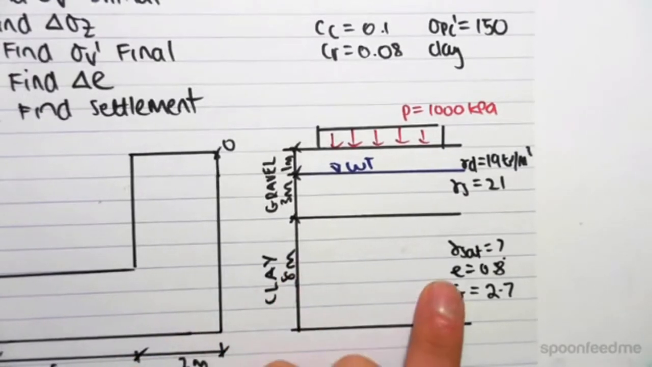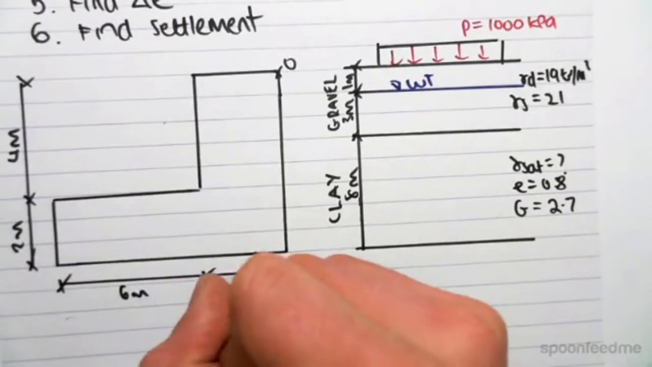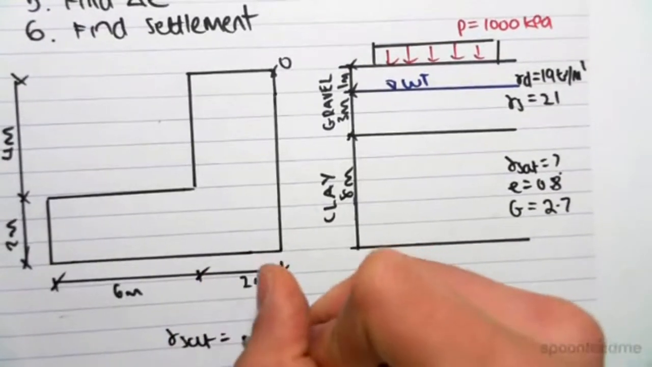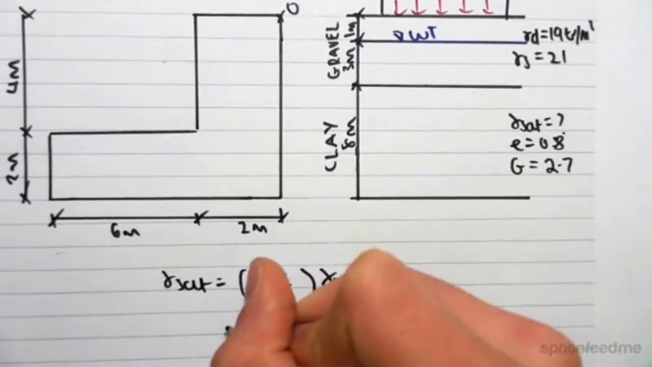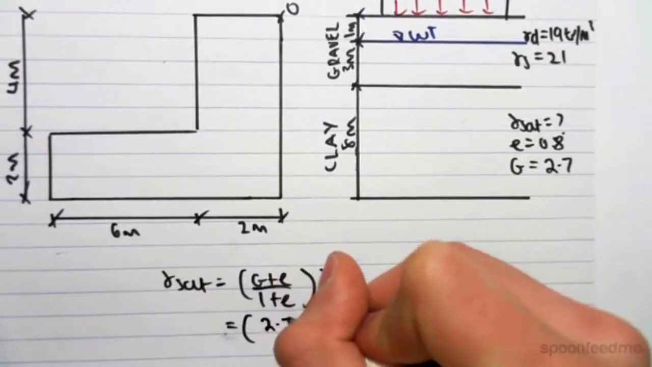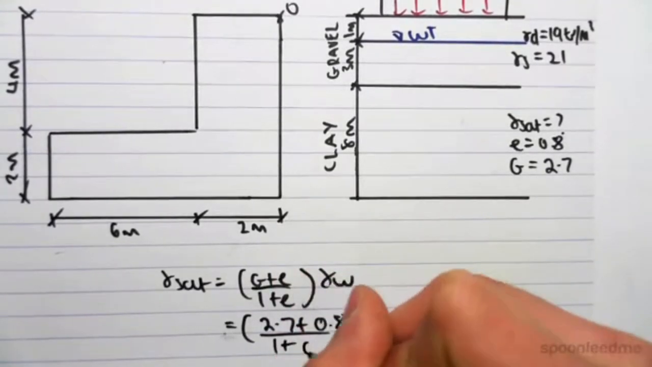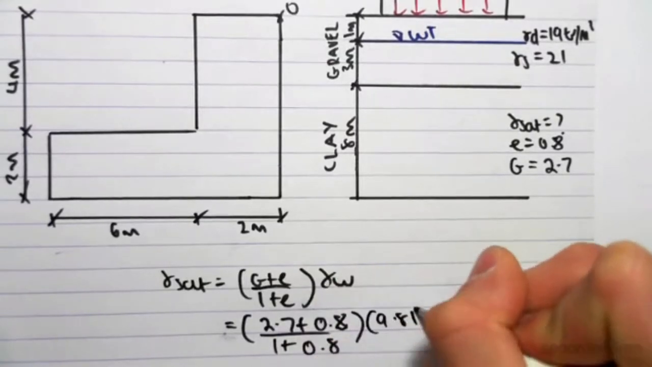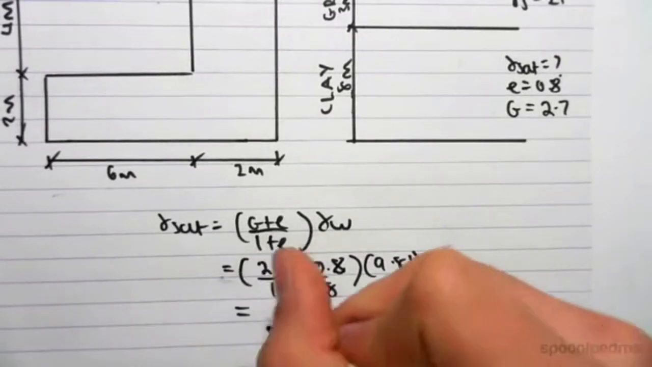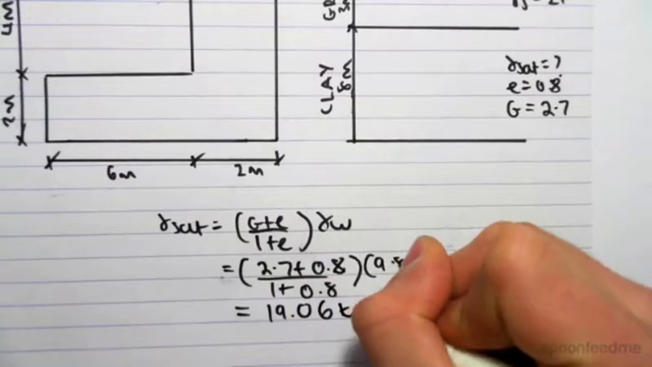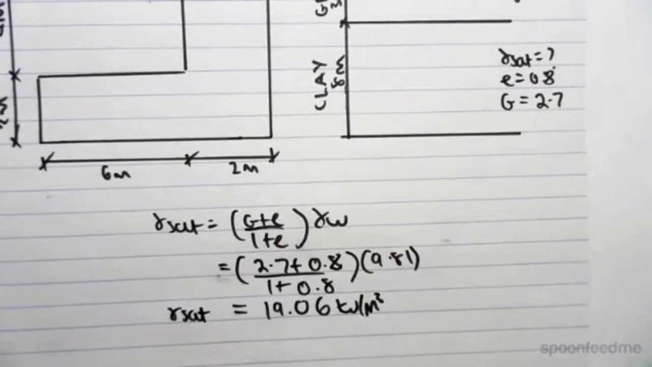So the first thing we need to do is find gamma saturated. We know that gamma sat is equal to G plus e on 1 plus e, outside of gamma w. So we have all this information. G is 2.7 plus the initial void ratio, which is 0.8, on top of 1 plus the initial void ratio, outside of the unit weight of water, which is 9.81. If we calculated this, we'd get 19.06 kilonewtons per meter cubed. Okay, so there is the saturated unit weight of clay.